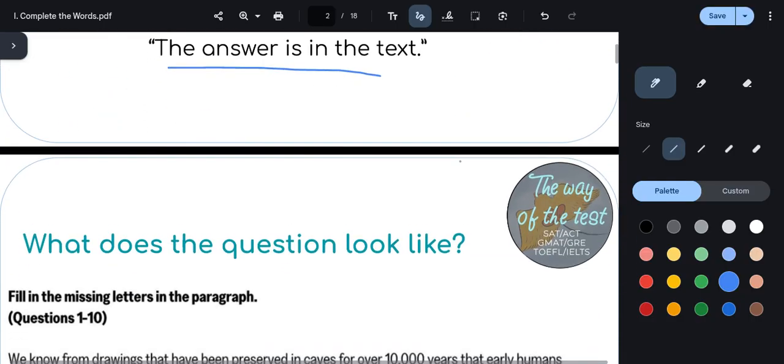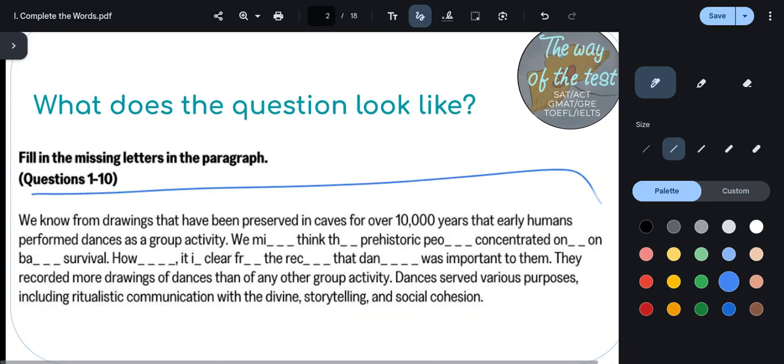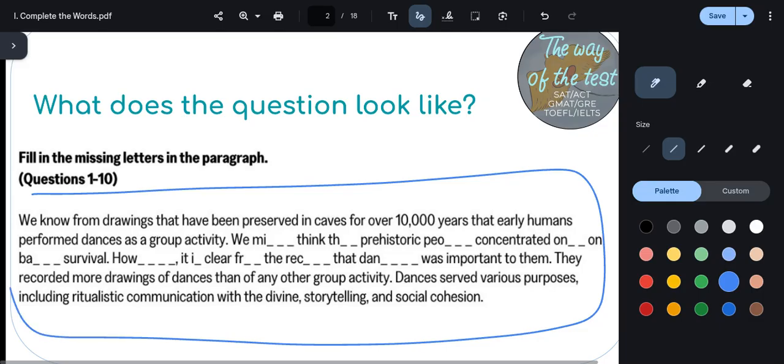I'm gonna explain this. What does this question look like? You don't have to solve this. This is just to explain. You have a text, right? You have a passage, and then some words of the passage are not complete. So you have the beginning of some words, sometimes two letters, three letters, right? And then you have blank spaces. And what they want you to do is to complete the blank spaces.